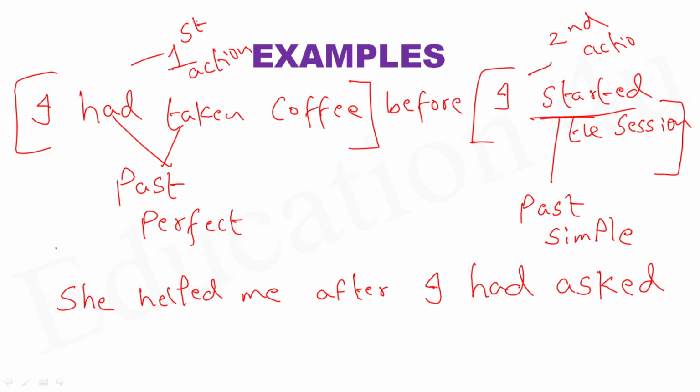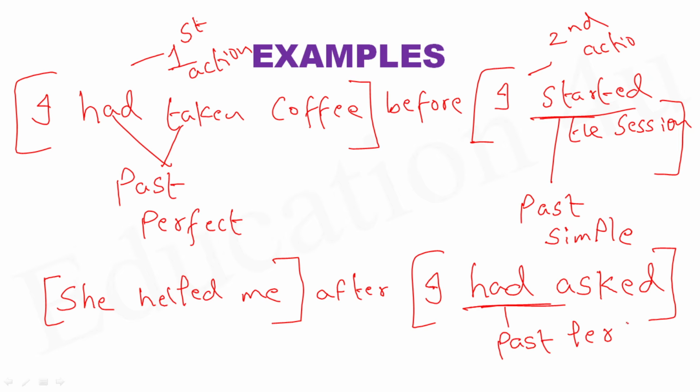If you observe this sentence carefully, there is something interesting. She helped me is one part of the sentence. I had asked is another part of the statement. If you logically observe here, had asked is what we call past perfect. And naturally, she helped me is called past simple.